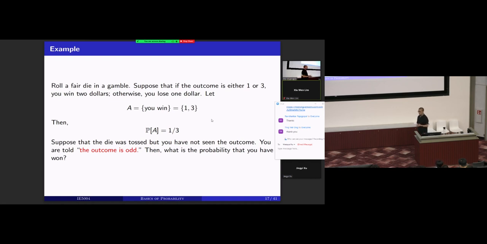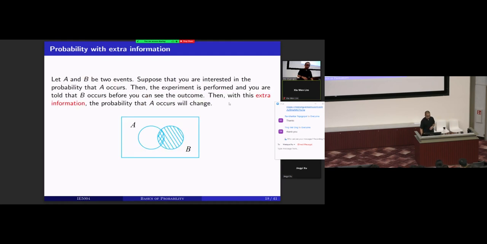Originally, it's 2 out of 6 outcomes. That's the chance you win. But now it's 2 out of 3 outcomes, right? So in this case, you can see that the probability that you have won should be 2/3 instead of 1/3. Right? So this is a very simple example.